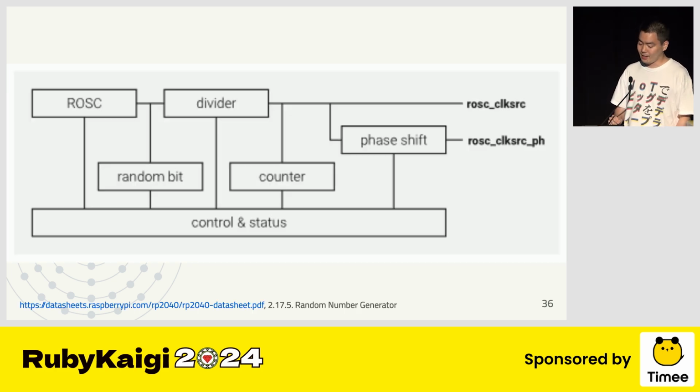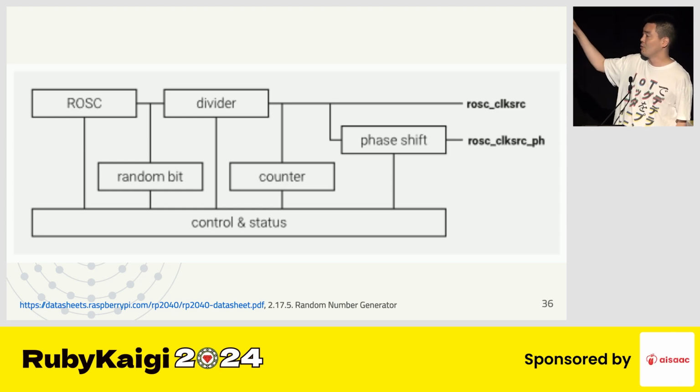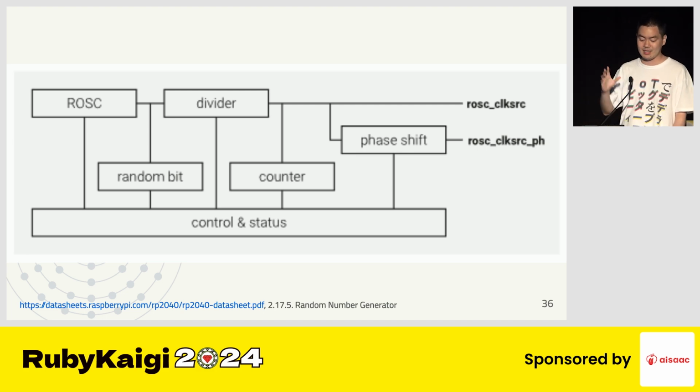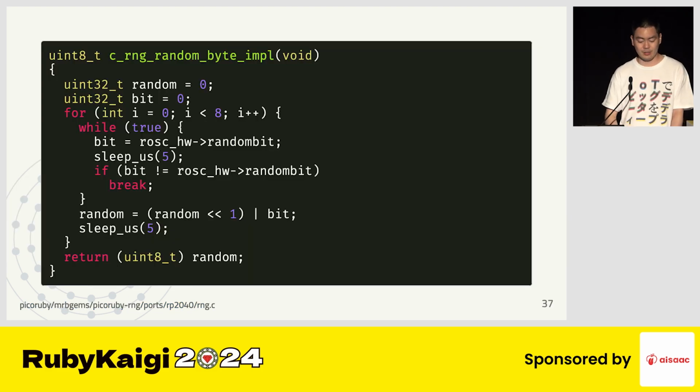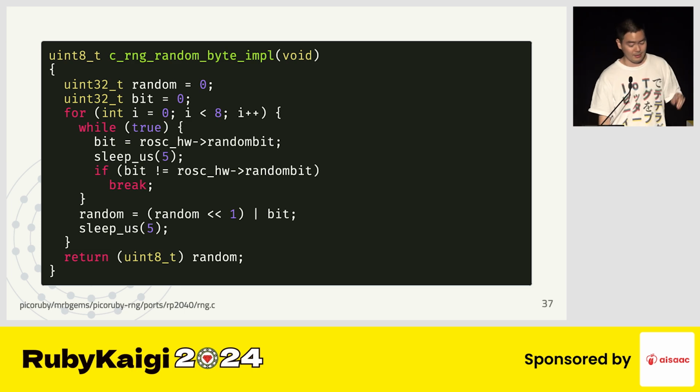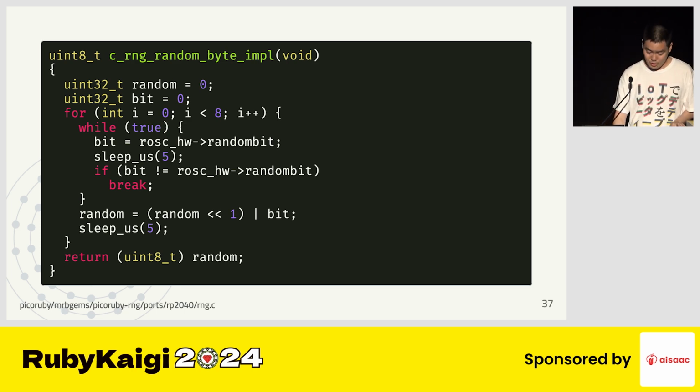The ring oscillator is a chain of NOT gates that flips with the clock. So it flips 0, 1, 0, 1 according to the clock. So depending on the timing you access the ROSC, you will randomly get a 0 or a 1. This is the code to get the random byte, a random 32-bit integer. It gets an 8-bit integer, sorry.